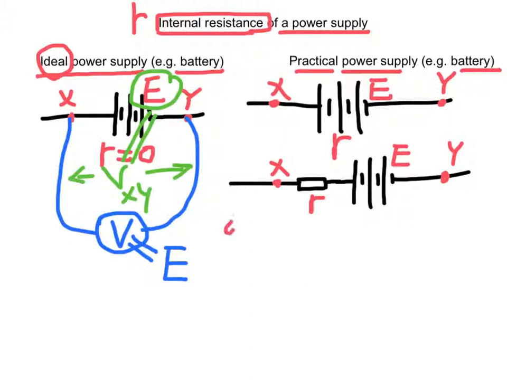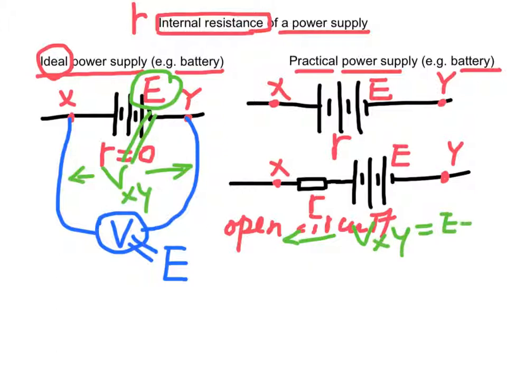If this is an open circuit, that means there is no current flowing through the circuit. Then the voltage across XY is still equal to the EMF of the source. When a voltmeter is applied across XY, then the voltmeter reading will still be equal to E.